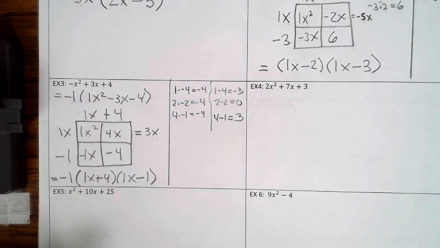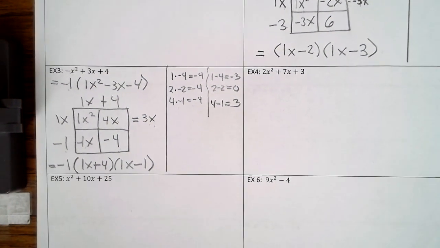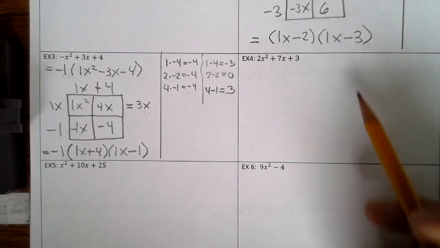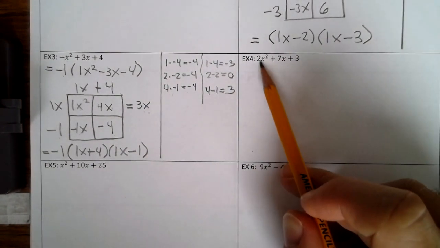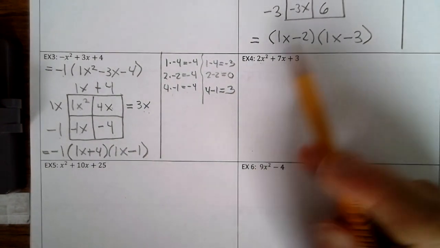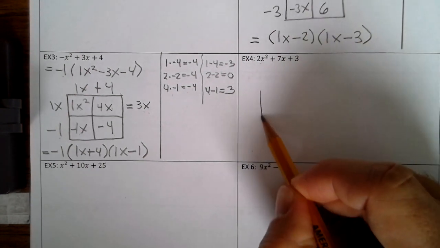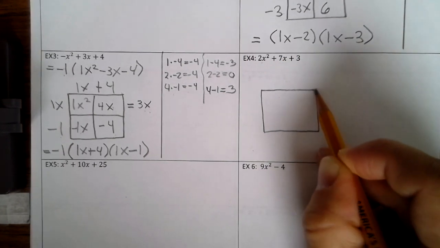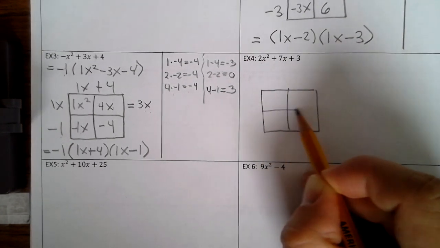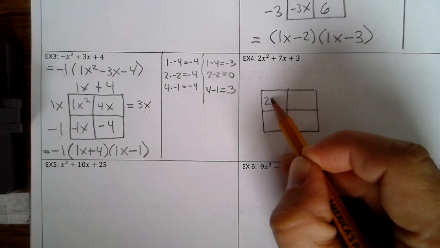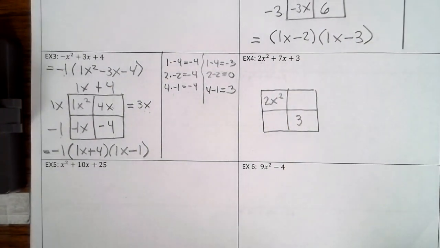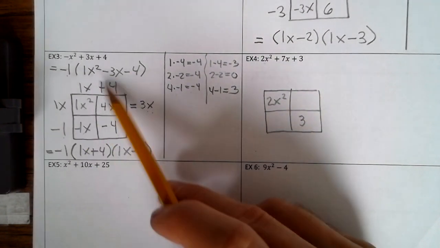Okay, so now let's take a look at example 4. Example 4 gets more complicated when the a value is other than 1. But we still start the same way. We draw a box. First term, last term. Here we had before 1x, 1x, but now it's going to be 2x and 1x make 2x squared.